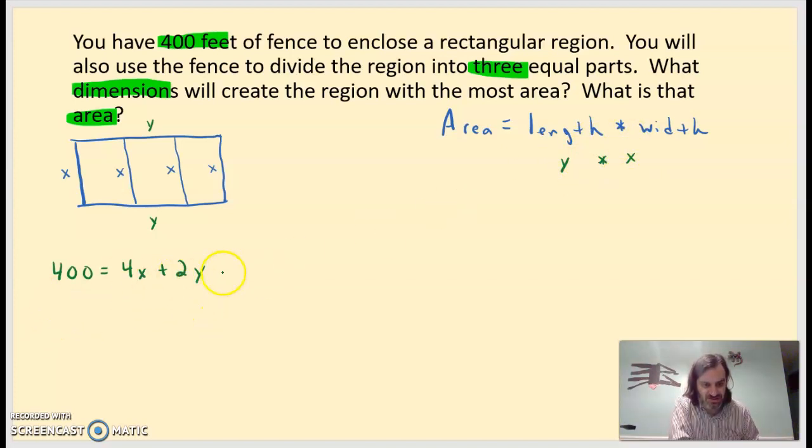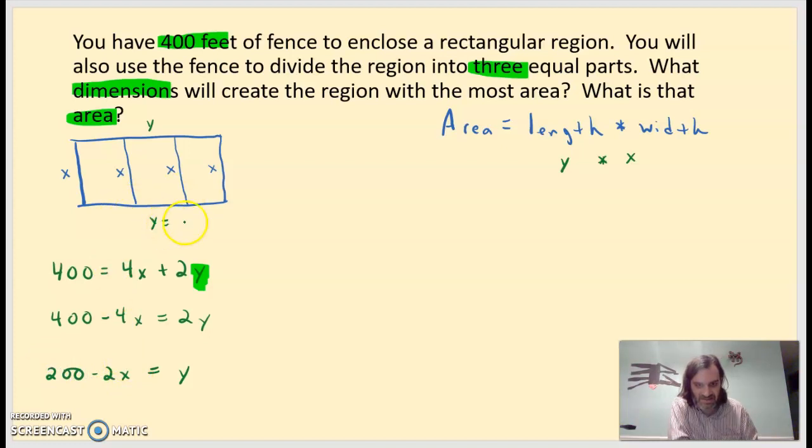So what I'm going to do is isolate this y down here. So let's see what that looks like when we get there. I'm going to move the 4x over. So 400 minus 4x equals 2y, and I'm going to divide by the 2. So y is going to be equal to, if I divide everything by 2, 200 minus 2x. So instead of calling this thing y, we'll call it 200 minus 2x.